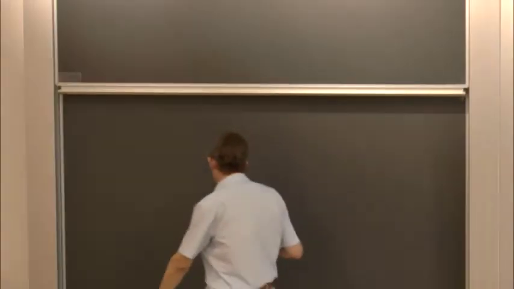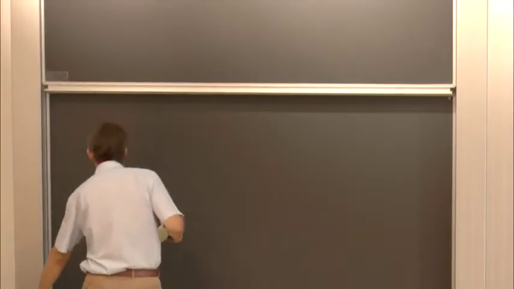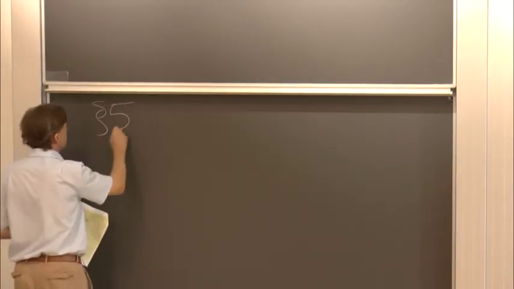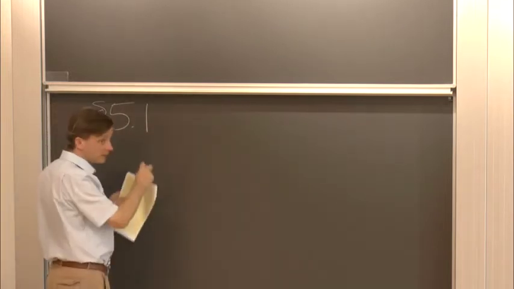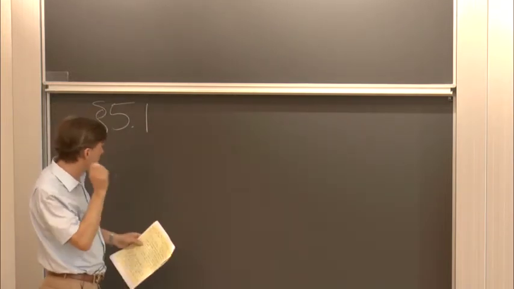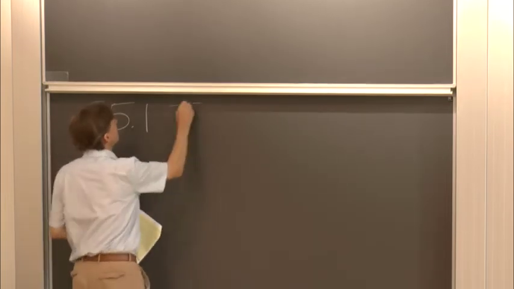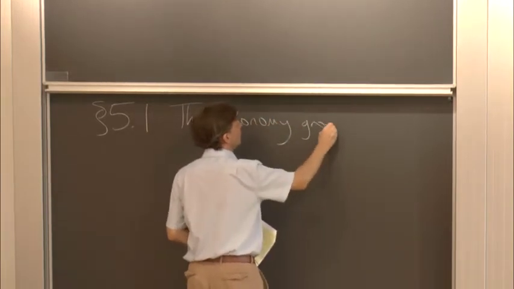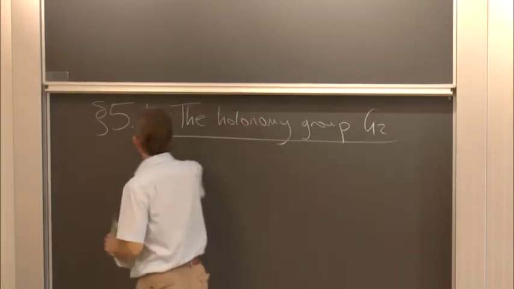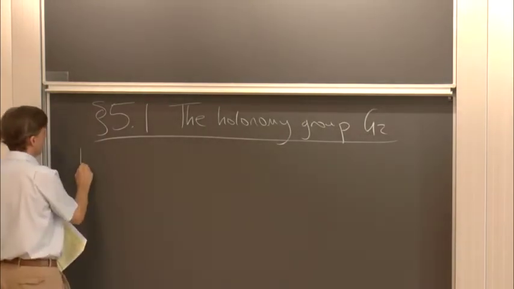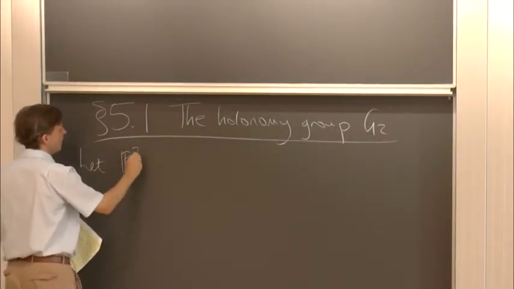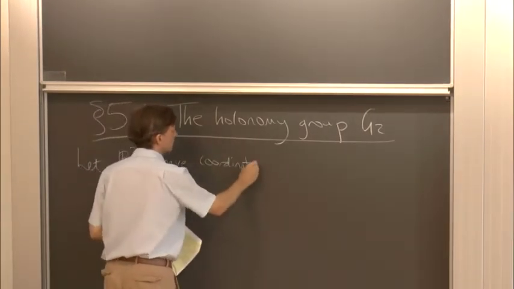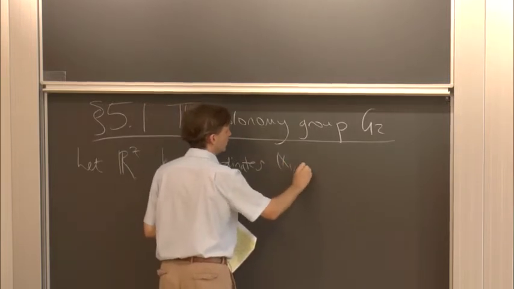Okay, so now let's go into some details. Today is going to be the holonomy group G2, and tomorrow I'll tell you about Spin(7). So we'll start with the basics. Let R7 have coordinates x1 up to x7.